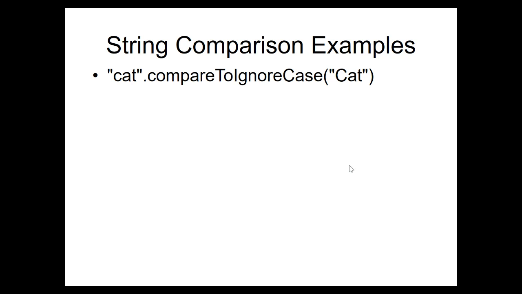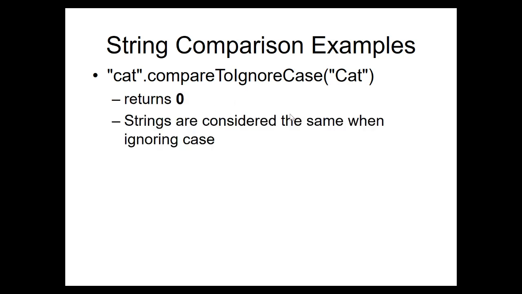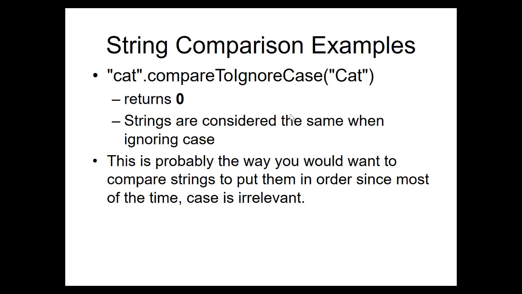Okay, so equalsIgnoreCase is probably what you'd want to do most of the time, because you don't care about case when you're trying to alphabetize things and put them in a sorted order. So really you would want this to return 0, meaning they're the same, and that's what compareToIgnoreCase would do. It would just say they're the same and return a 0.